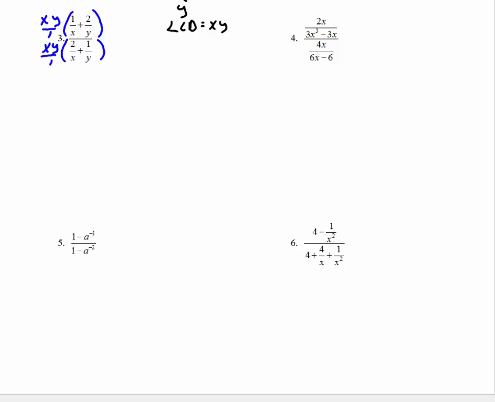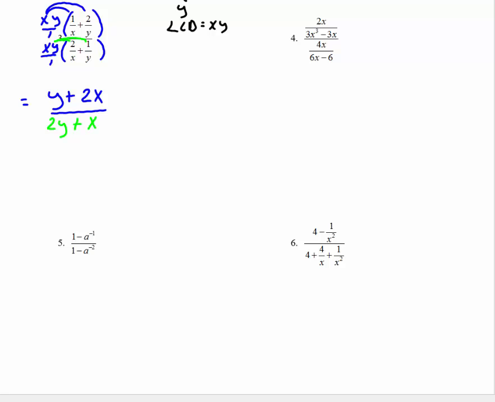When I multiply xy times 1, but divide by x, I end up with a y. Plus, when I multiply xy times 2, but divide by y, I end up with the 2x. Over, when I multiply xy times 2 but divide by x, I get 2y. And xy times 1 but divided by y is just going to be plus x.